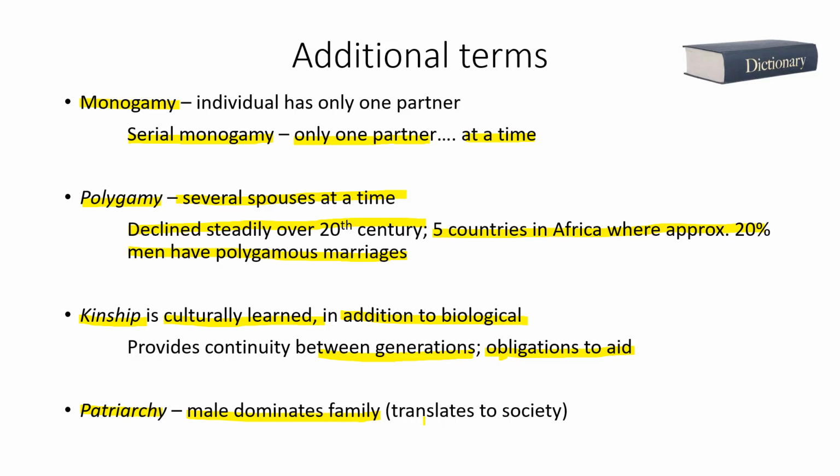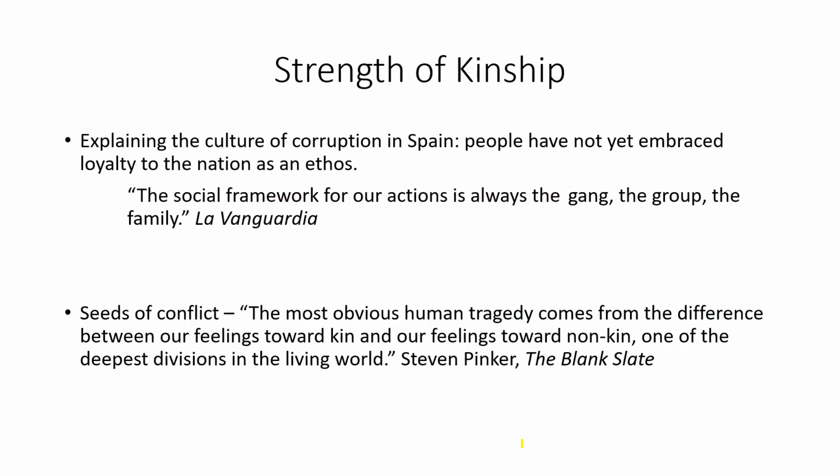Now, this patriarchy translates to society, because every society in the world is patriarchal, which means it's a male-dominated society. We'll explain more on that. When we look at the strength of kinship, this is something that we not only inherited as far as human traits go, as far as being bound to your kinship, but we're also socialized in certain obligations to our kin. This is a comment explaining the culture of corruption in Spain.